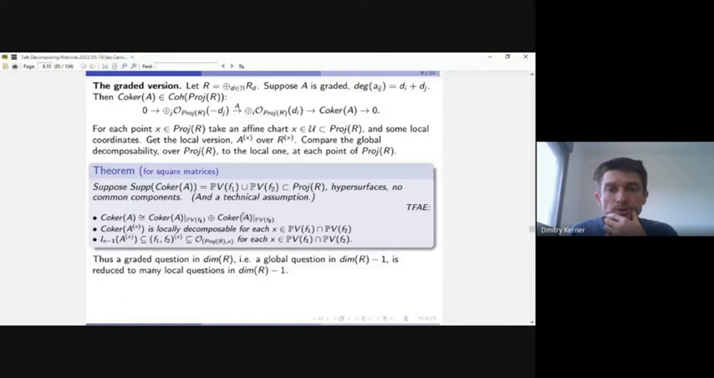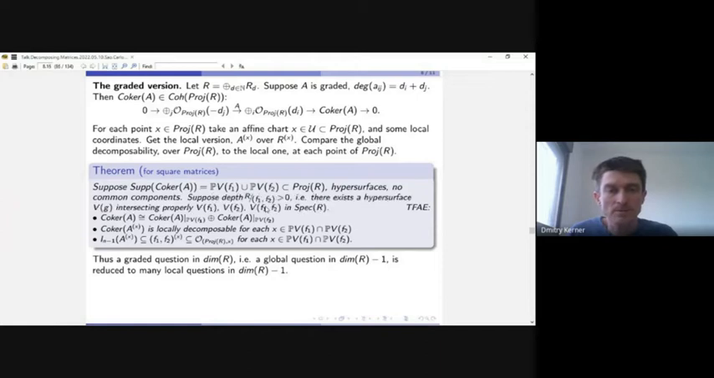Yes, so once again, we wanted to decompose A over the ring R. Yes, and this is a graded question in this dimension, or if you wish, it is a global question on proj R. And this statement reduces the global question to many local questions. So maybe this was a bit abstract.